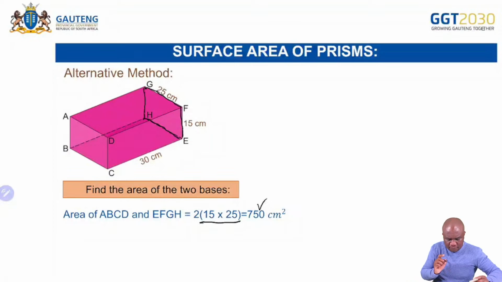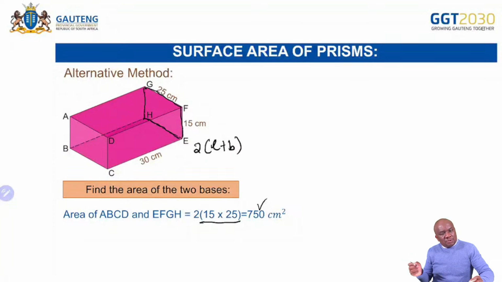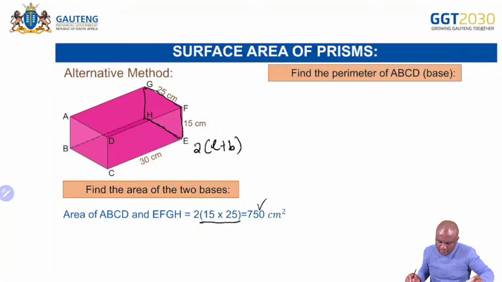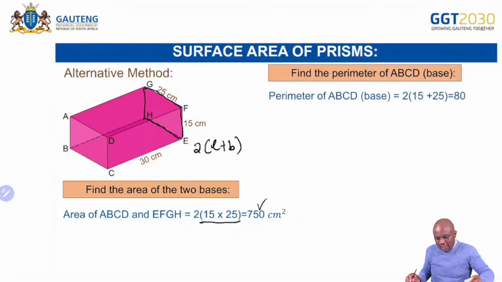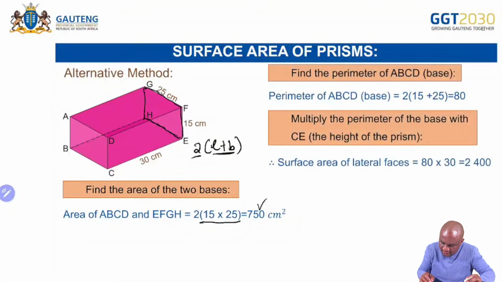Remember, perimeter of a rectangle is 2 times length plus breadth. So you say 15 plus 25, which is 40, and then 40 times 2 is 80. So perimeter of ABCD is 80 centimeters. Now the height of the prism is 30. Multiply the perimeter of the base with CE, which is the height of the prism.